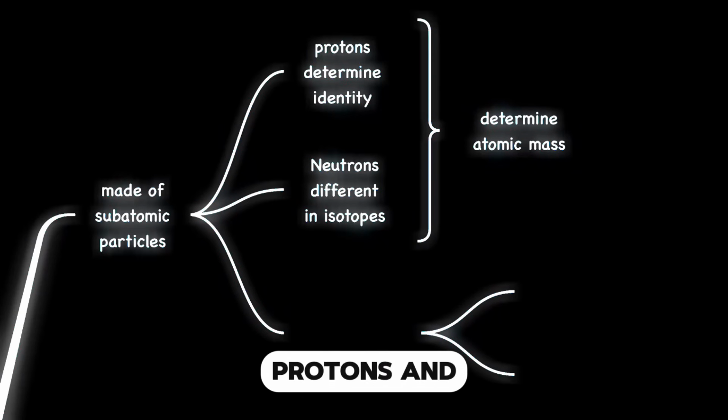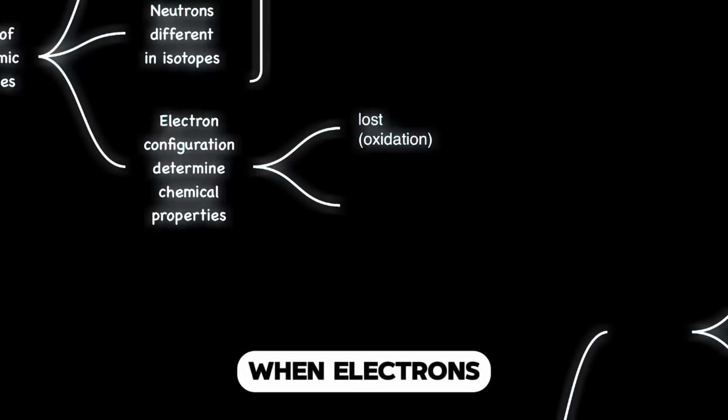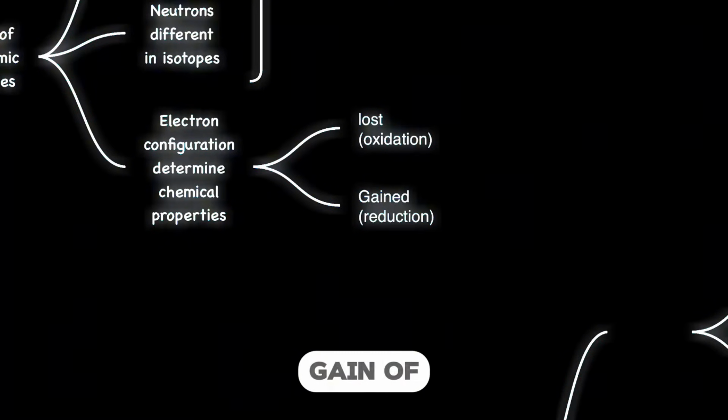Note that protons and neutrons determine the atomic mass. Electrons determine the chemical properties of the atom. Oxidation is when electrons are lost, while reduction is the gain of electrons.